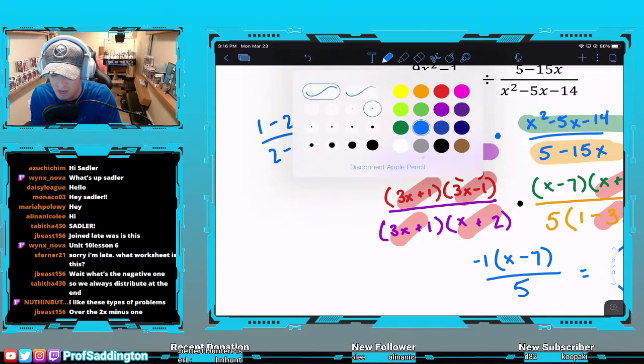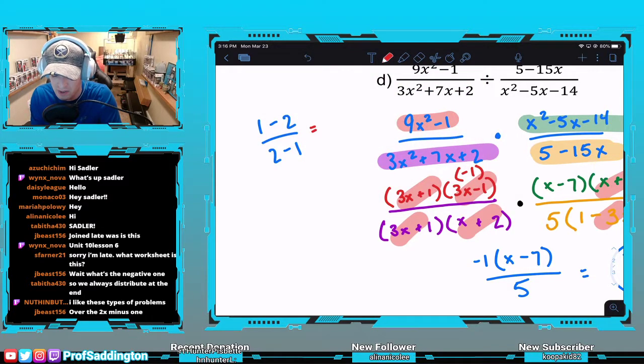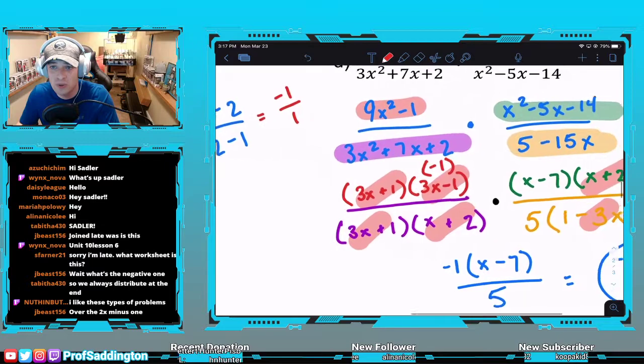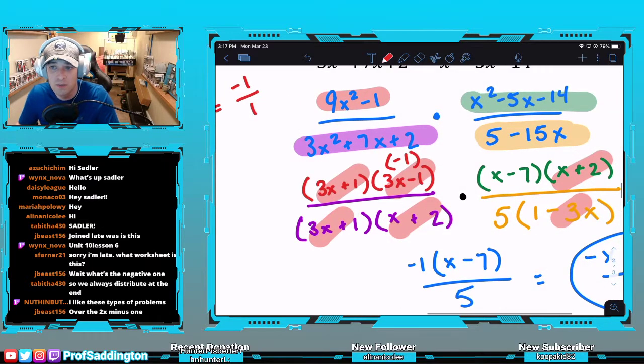If this ever happens and we were to simplify it down, 1 minus 2 would give us negative 1. 2 minus 1 would give us positive 1. And if you were to divide that out, you would always have a negative 1 left over. So that's why, if we're going to cancel out two things that are exactly the same but are flipped around, we have to put a negative 1 on top.